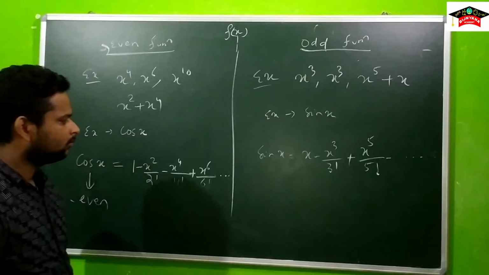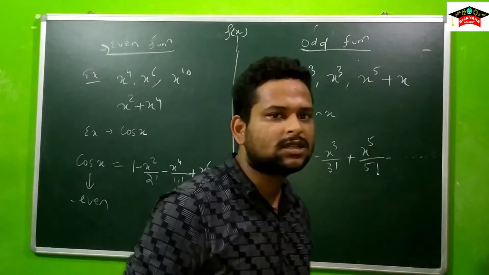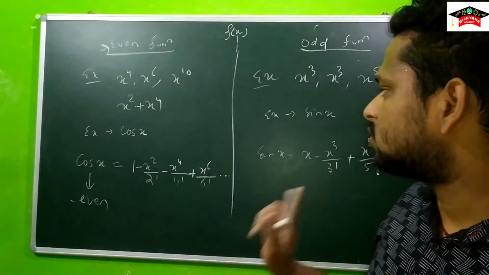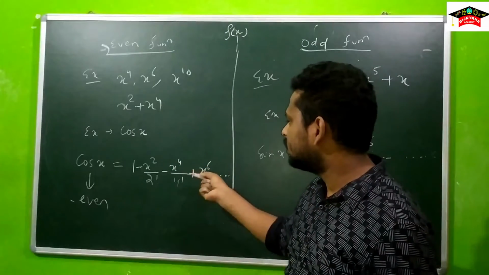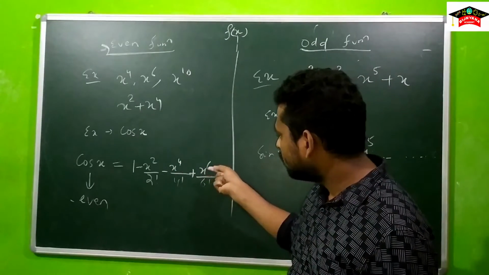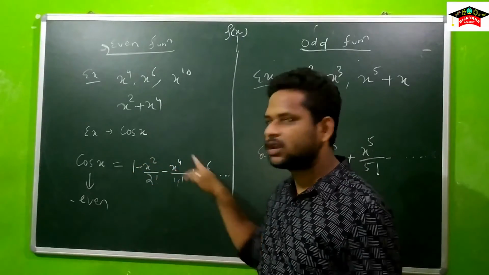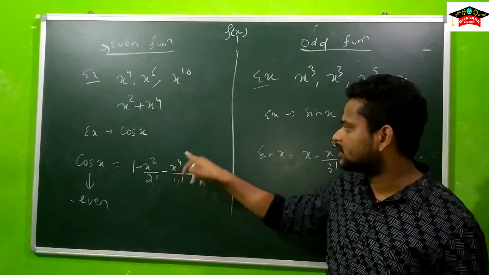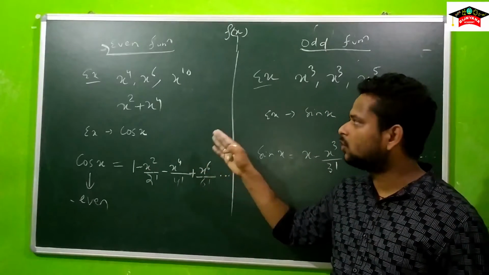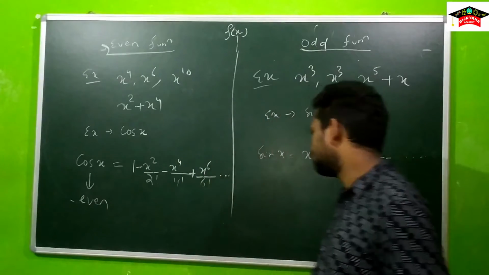Clear? If each term of a function is even, then whether you add it or subtract it, it will also give an even function, because there is no chance that a minus sign will be drawn out of the function and make the whole function negative. There is no chance, because all the terms have even powers. Even powers don't give a minus sign if we change x to minus x.